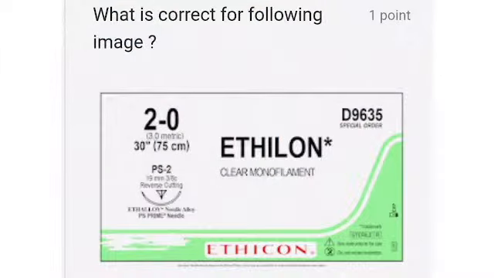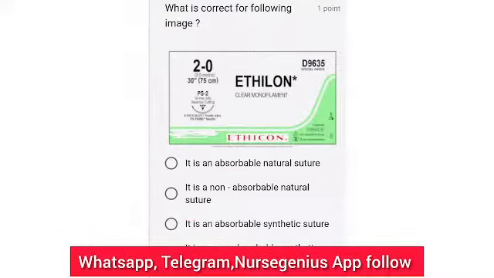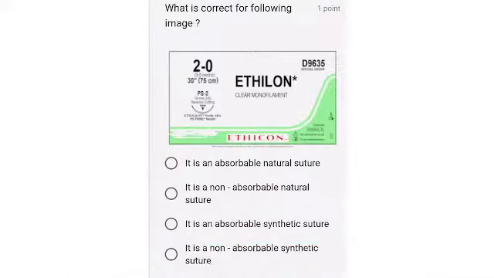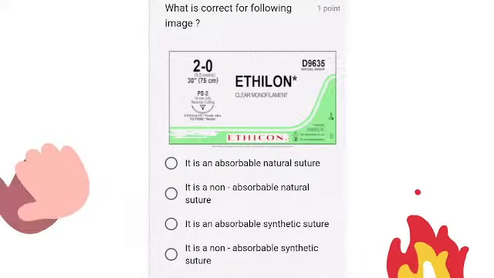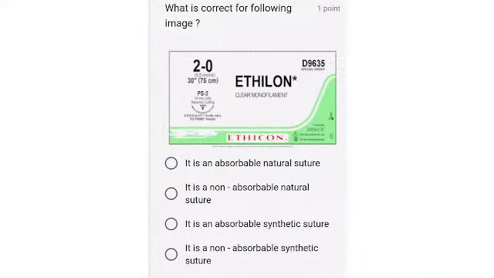See what the picture indicates. It is ethylene clear monofilament 2, 75 centimeter. Now tell me what it is. Option A, an absorbable natural suture. Option B, a non-absorbable natural suture. Option C, an absorbable synthetic suture. Option D, a non-absorbable synthetic suture. Can you tell me the correct answer here? That is ethylene monofilament. Yes, option D, a non-absorbable synthetic suture. Option D will be the correct answer.